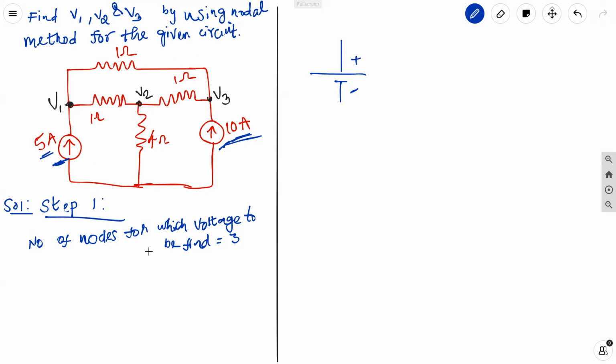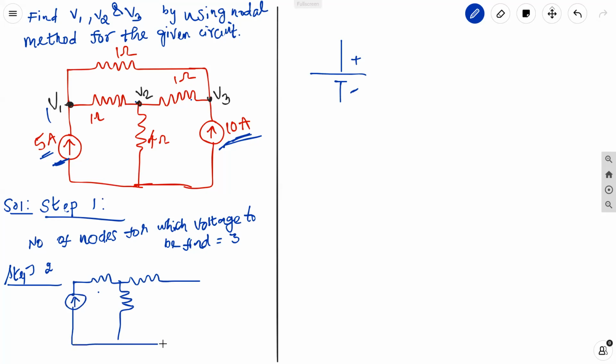So I told you here we have totally 3 nodes for which we need to find the voltage, and let us choose the down node as the reference node. And maybe they have already labeled the voltages. It's better I take this as node number 1, this as node number 2, and this as node number 3. So I'll redraw the circuit once again. So this is a 5 ampere current source. Remember, this is a current source.